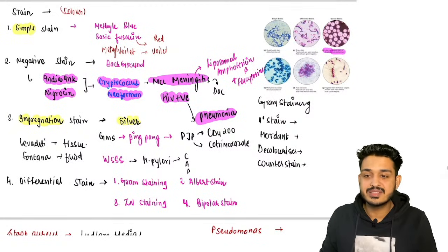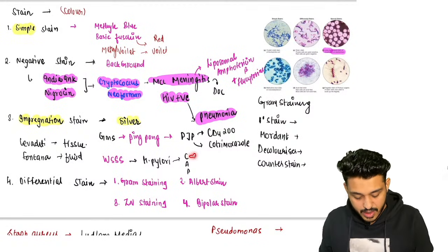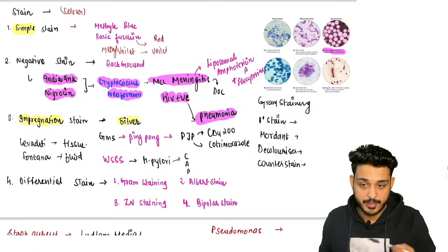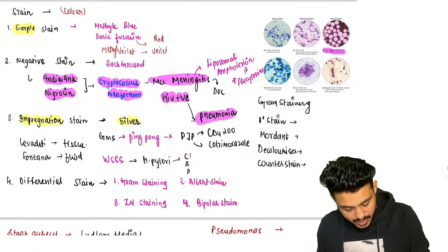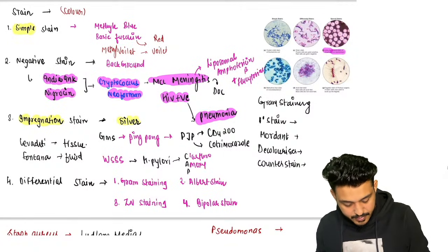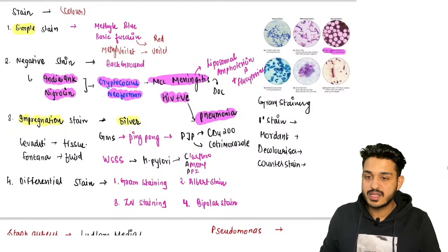So CAP therapy is the triple therapy we can use. C for clarithromycin, A for amoxicillin, and P for PPI is going to be there, right? You can also remember clarithromycin, amoxicillin, and PPI. That is the thing we are having, right?